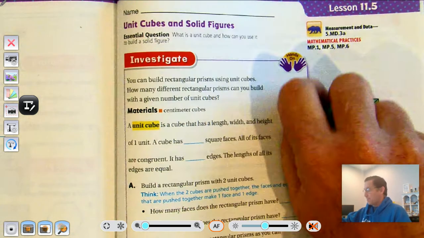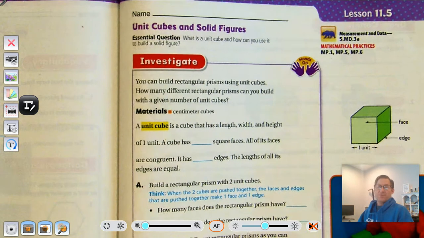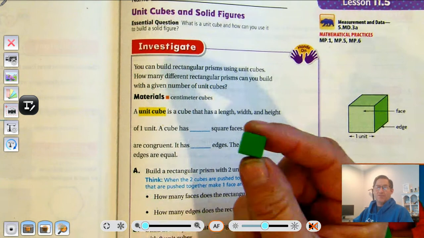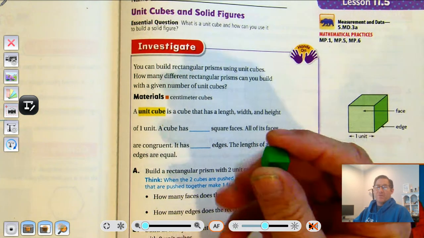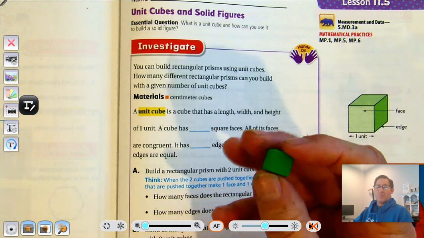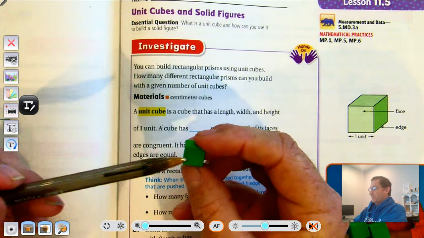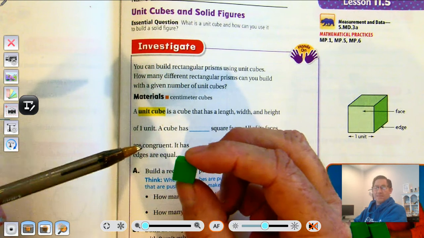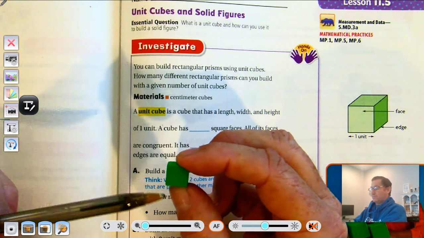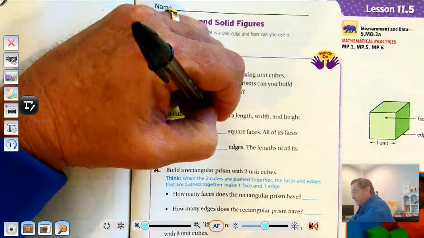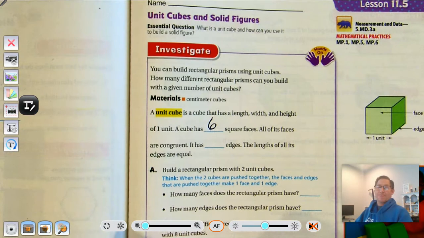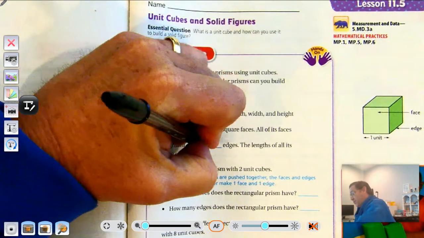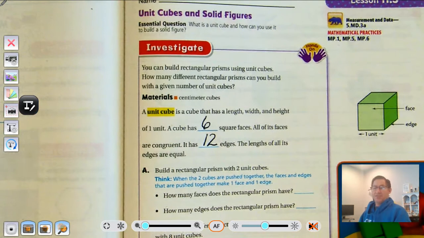All right, so a unit cube is a cube that has a length, width, and height of 1 unit. A cube has how many square faces? Well, one on the top and bottom, two on the sides, and two here. So there's 6 square faces. And how many edges does it have? A cube has 12 edges.